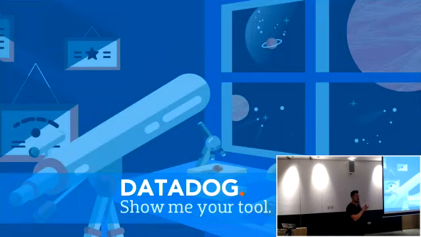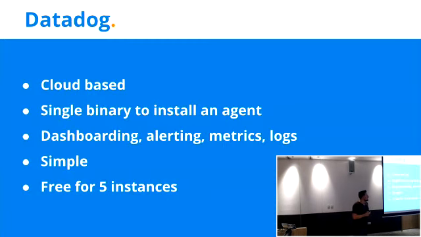So let's talk about Datadog. We're going to apply some of the concepts to a tool called Datadog. So Datadog is pretty much a cloud-based monitoring tool. It's a single installation binary, so you just run one exe on Windows, you install that, it'll start monitoring your server, and it'll send all the data to the Datadog cloud. It offers dashboarding, alerting, metrics, logs. It does a lot. And I really like it just because it's super simple to get started with. And it's also free for up to 5 instances, so you can install it on 5 servers and start to monitor those things.